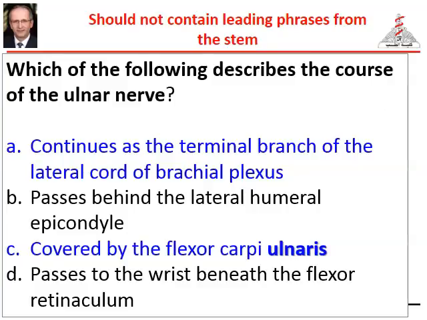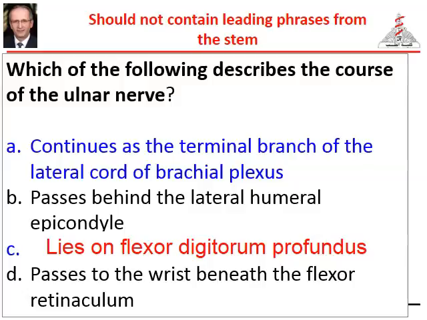Let's take an example. Take a look at this stem. Which of the following describes the course of the ulnar nerve? Asking about the course of the ulnar nerve, choice C includes the muscle flexor carpi ulnaris, and "ulnaris" may be a clue. This is a leading phrase. Changing the answer to flexor digitorum profundus eliminates the chance of guessing.